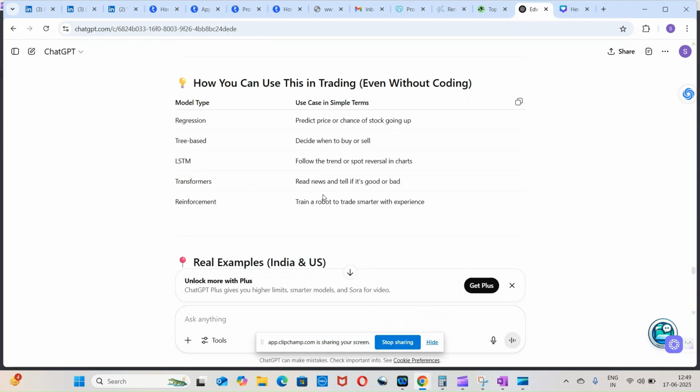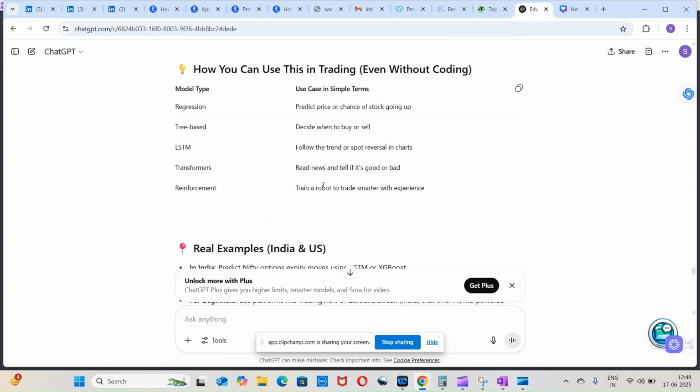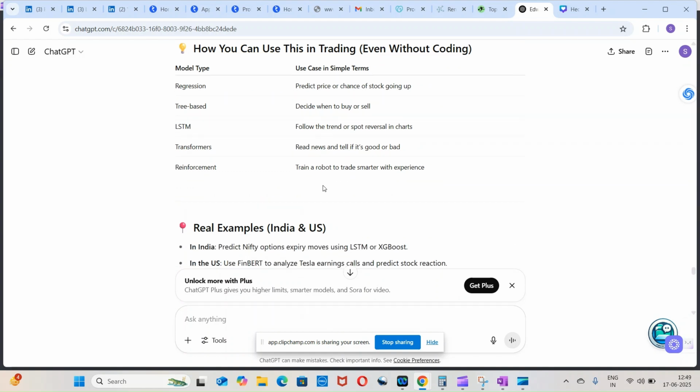Okay. So all in all, if we see these models, regression is used to predict whether the prices will go up or down. Tree based will tell you when to buy or sell, and LSTM will follow the trend or spot reversals in the chart. So following the trend or spotting reversals can be done by LSTM models. And with transformers, you can read the news and get a sentiment if it's good or bad, and take a buy position if good, a sell position if bad. Reinforcement learning is training a robot to trade smarter with experience.